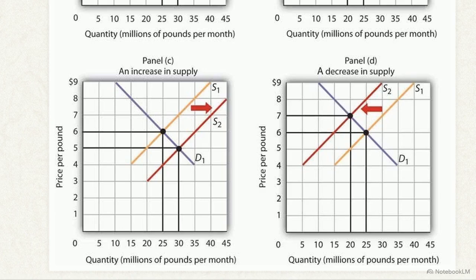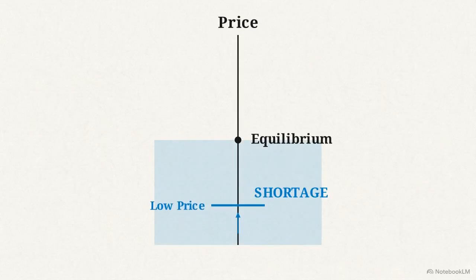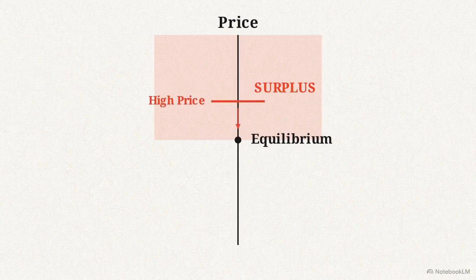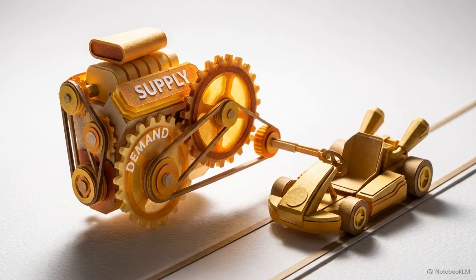In panel C, an increase in supply traces from the black dot to a result, $5.30 million. Shortages push prices up to clear the market, while surpluses pull them down. Tracking the left and right shifts accurately reveals how the underlying engine of the economy responds to change.